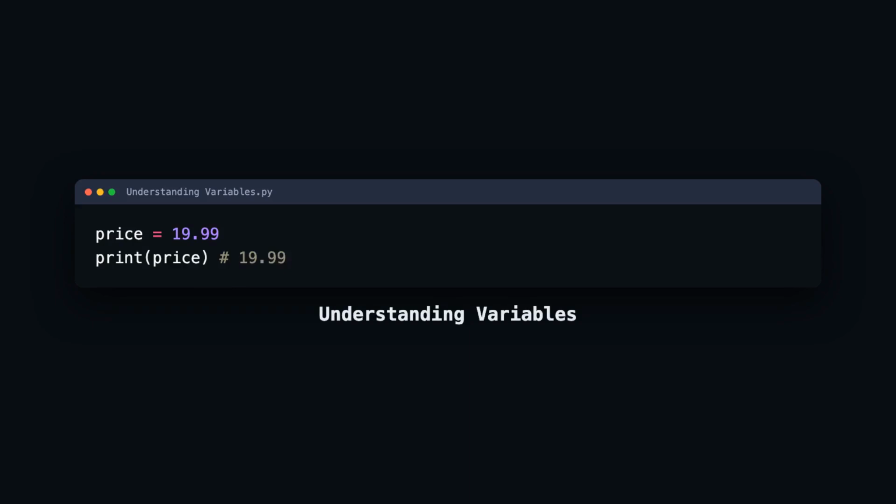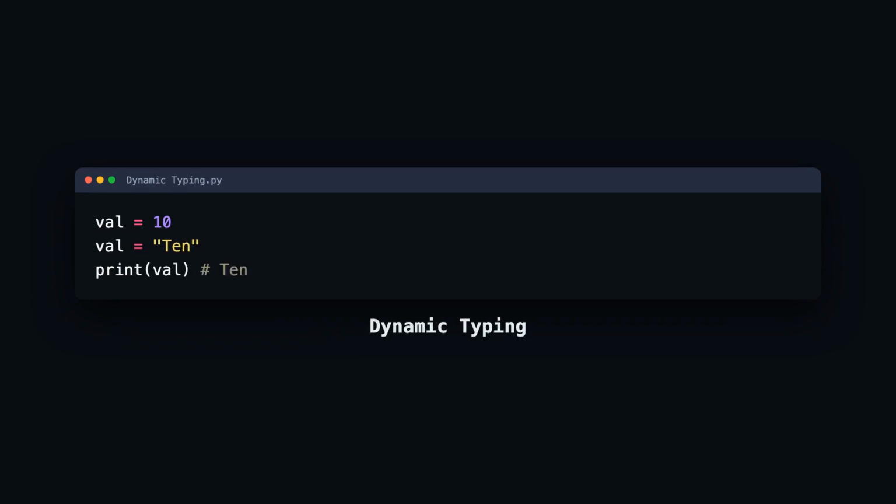Variables are like labeled boxes that store data so we can reuse it later. We create one by choosing a name and using the equal sign to assign a value. It is best practice to use descriptive, lowercase names separated by underscores. Avoid starting variable names with numbers, as Python will throw a syntax error. Let's store a price and print it out.